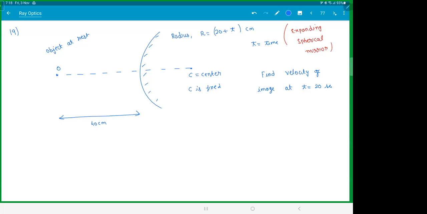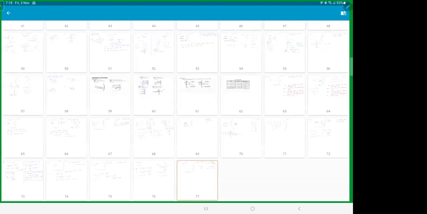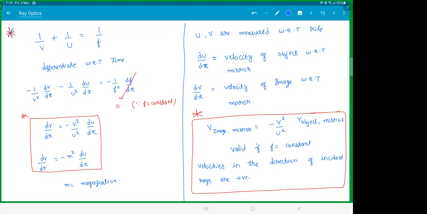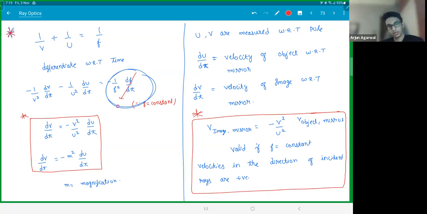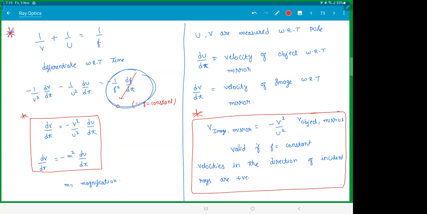Let's see. First thing, can I use the formula dv by dt is minus v square by u square? That is gone. That is the first thing that you need to figure out. So go back to the basic derivation again. What is the derivation? Differentiate. So in this differential, this won't be zero, right? What will be zero? du by dt. That is also a trap. Nothing is zero here.